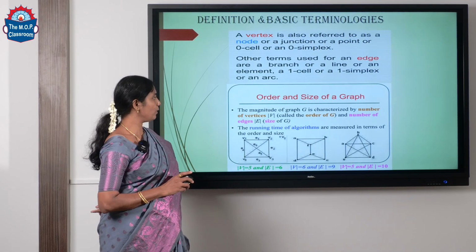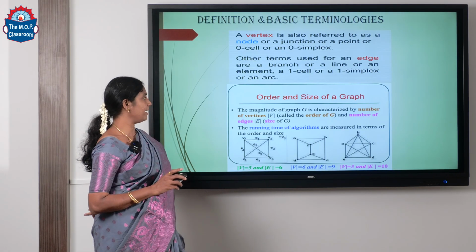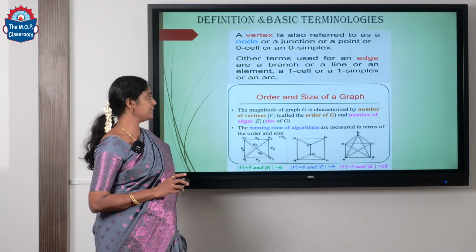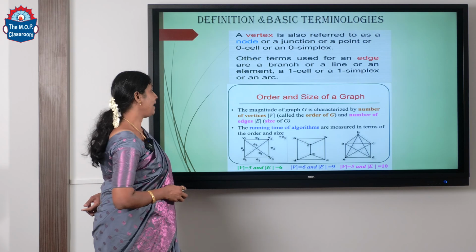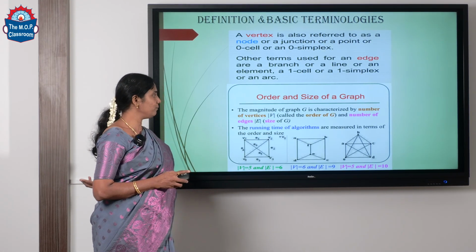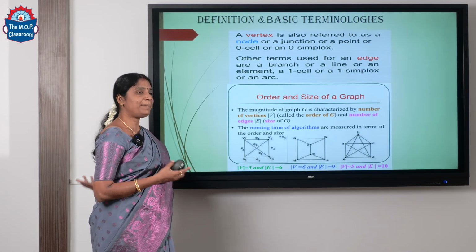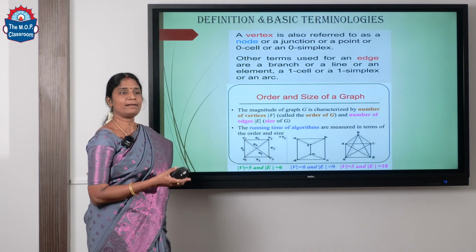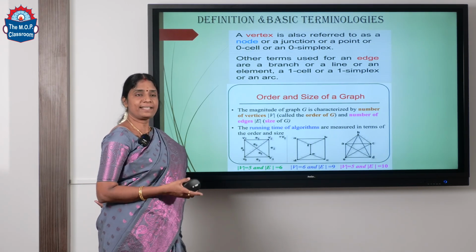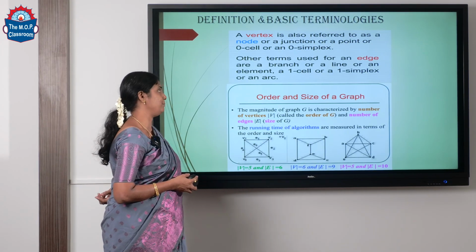Now the next concept I am going to discuss is the order and size of a graph. The magnitude of a graph is characterized by the number of vertices, which we call the order of G, and the number of edges, which we call the size of G. Based on this, we characterize different types of graphs. As we characterize different types of graphs, we try to find different solutions for existing problems.